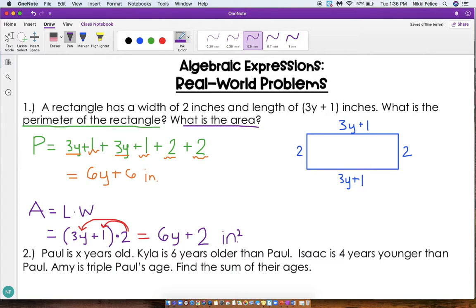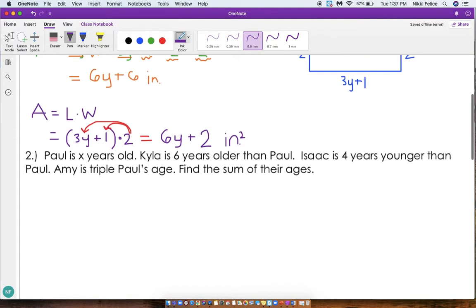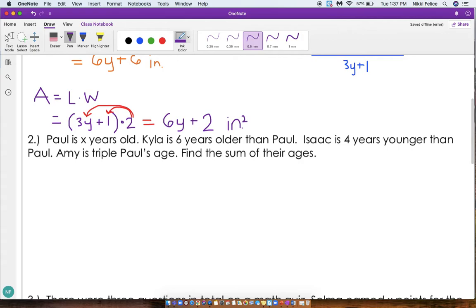So remember, perimeter means adding all the sides together, combining those like terms if you can. And area means we multiply the length times the width. And there you have it. Let's try one more example of a real-world problem.